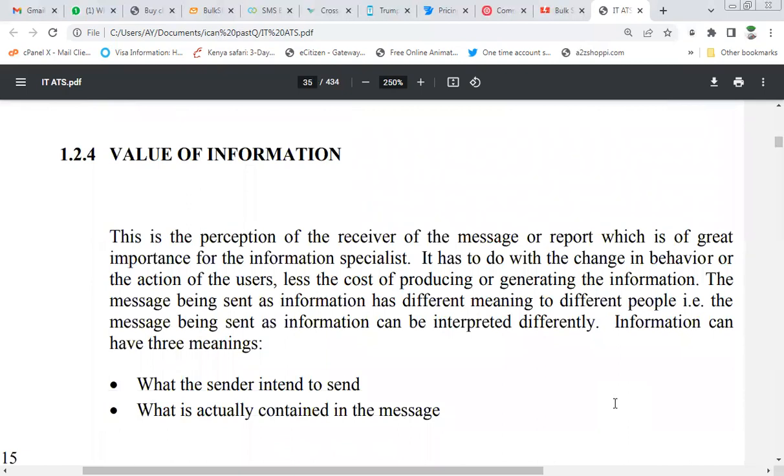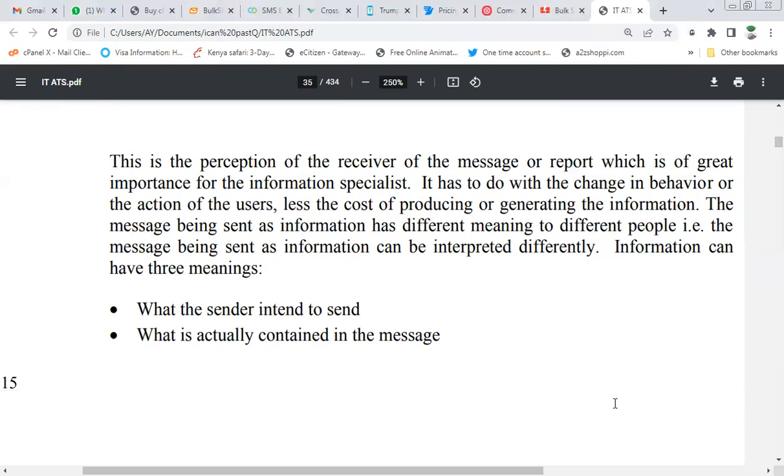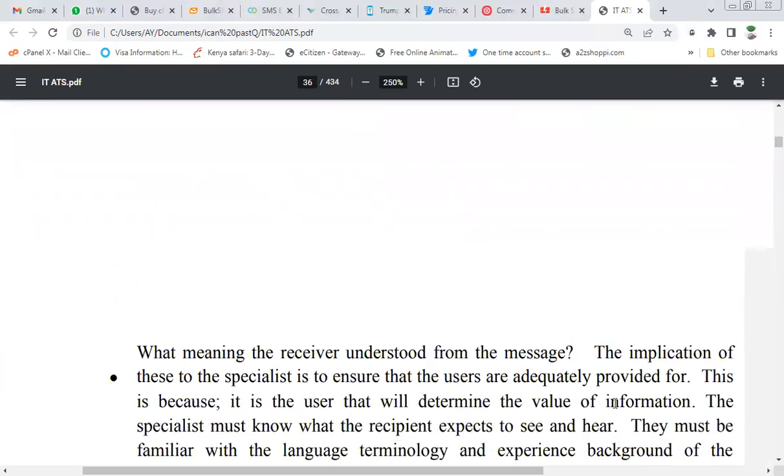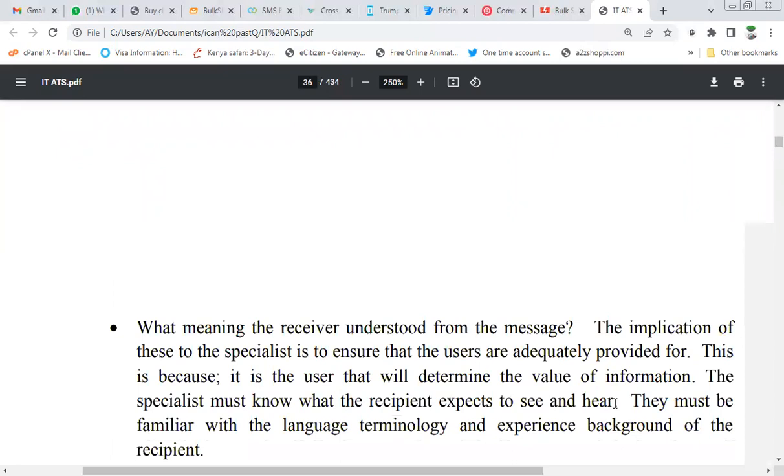Values of information. This is the perception of the receiver of a message or report, which is of great importance for the information specialist. It has to do with the change in behavior or the action of the user, less the cost of producing or generating the information. The message being sent as information has different meaning to different people. That is, the message being sent as information can be interpreted differently. Information has three meanings: what the sender intends to send, what is actually contained in the message, and what meaning the receiver understood from the message.